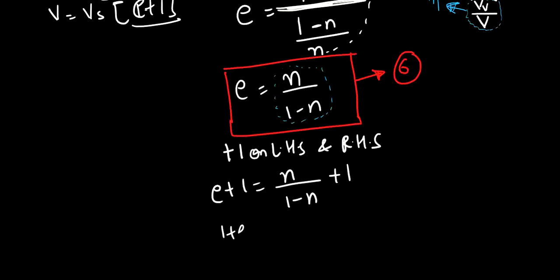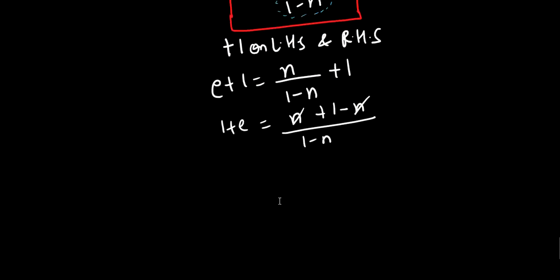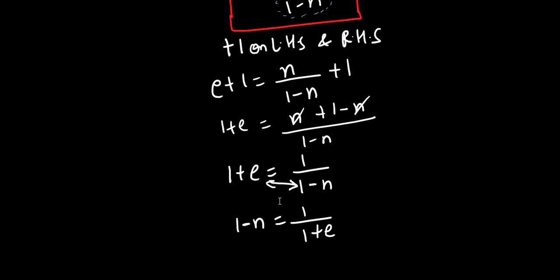Now if I take the LCM, I will get 1 minus N over here, and this thing will be multiplied by this, so plus 1 minus N. This will be cancelled out, so I will be left with 1 plus E is equal to 1 upon 1 minus N. Now if I cross multiply, interchanging the positions of 1 plus E and 1 minus N, I will get 1 minus N is equal to 1 upon 1 plus E.